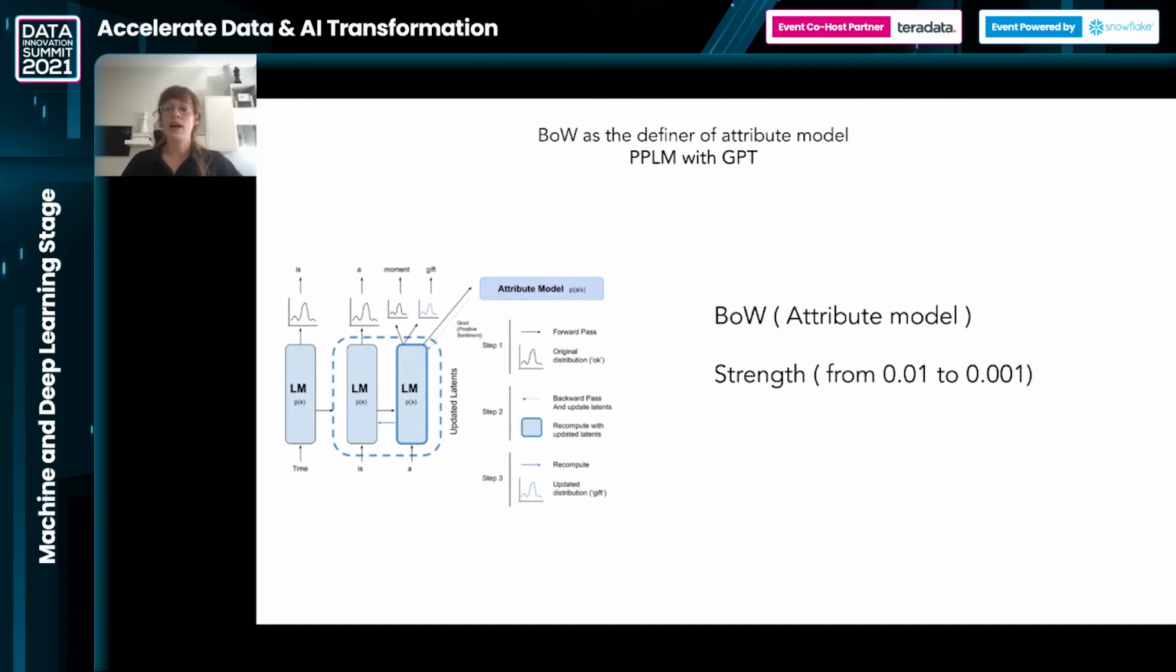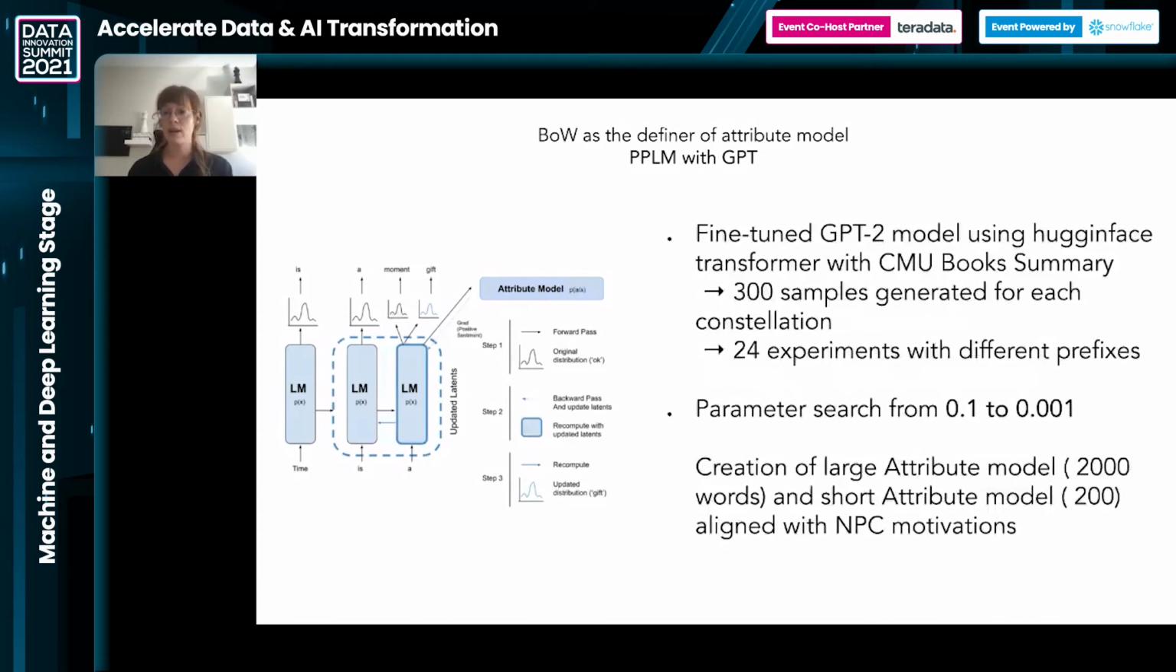For that, as we have said, this attribute model is defined by two main parameters. One is the bag of words. This bag of words can be aligned with the character, and a hyperparameter is called the strength factor. That is how strong or how hard this attribute model is going to be over the large language model. Having said that, for this experiment and for this solution, we haven't used GPT per se, but a fine-tuned GPT using Hugging Face Transformers with CMU book summaries.